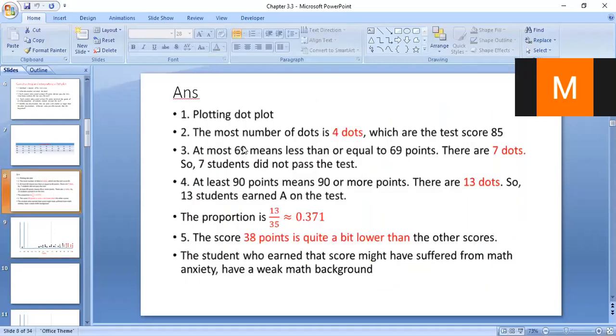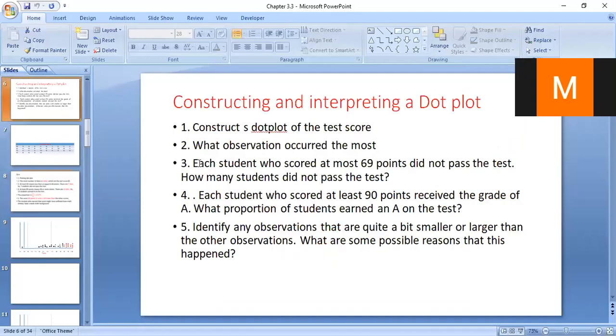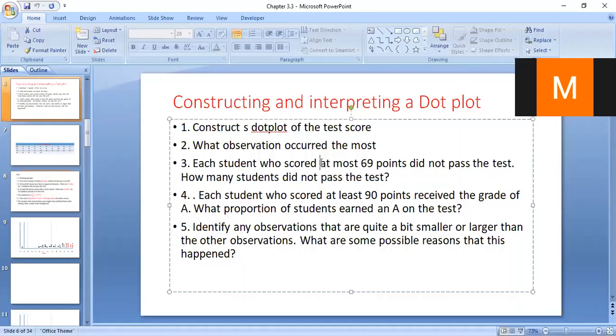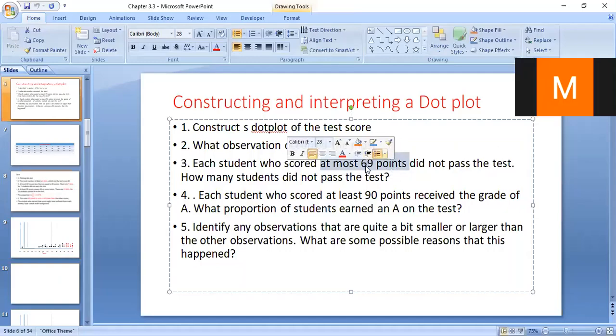And the most 69. Question 3: students who score at most 69 points did not pass the test. How many students did not pass the test? That is at most 69 points. That means from 0 to 69. Each student gets from 0 to 69 points. That is did not pass the test.